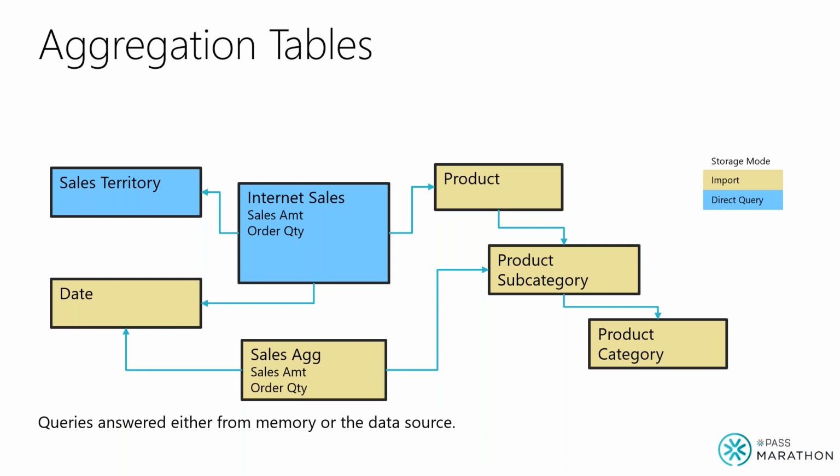Now, we still have one more piece of this puzzle to explain. So the question is, what happens now if you ask for sales amount by sales territory? So both of them, of course, are in direct query, so it's going to be answered from direct query. But what happens if you ask a question of sales amount and product, right? Sales amount and product. Now remember, the aggregation table here is at product subcategory, it's not at product. So sales and product still has to be answered from the main detail table.